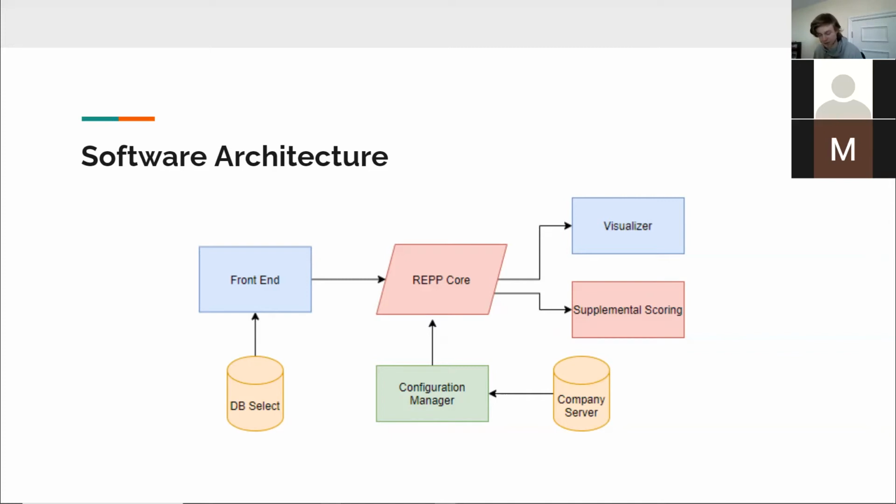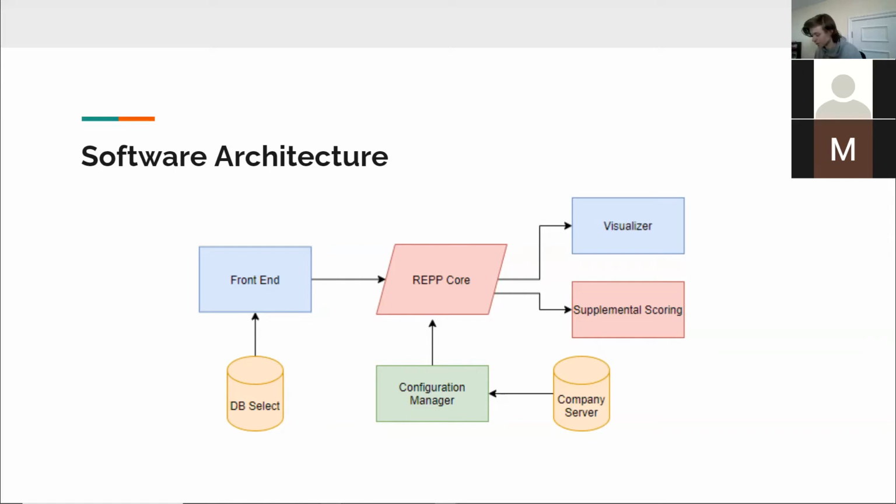PCADA treats REPP as a black box. We interact with it via configuration files generated from the Configuration Manager module. This module simulates API calls to different DNA assembly companies, where pricing and construction constraints are queried. Currently, PCADA only supports a mock API, where the calls are mimicked using a local company server.